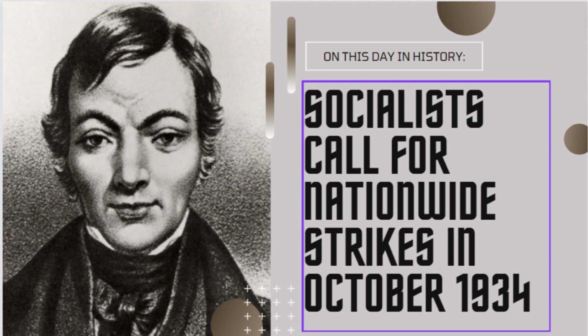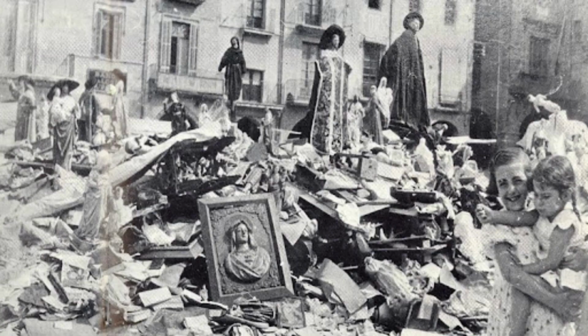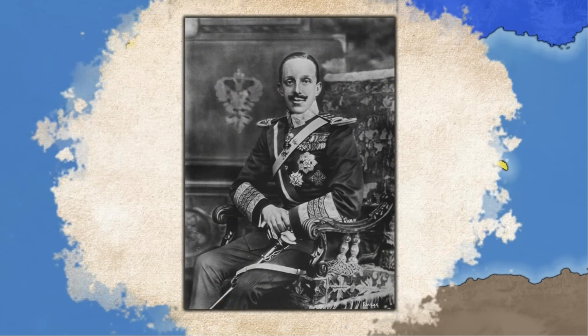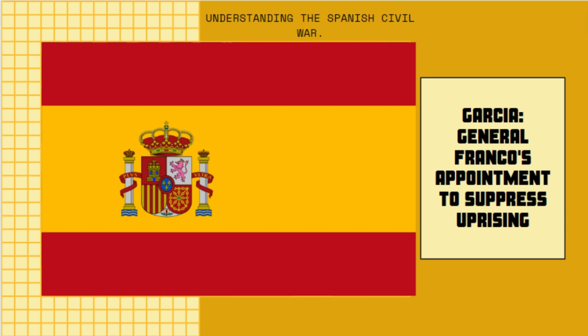In October 1934, with the entry of the right wing party into the government, socialists called for strikes nationwide. With the incitement of all socialists in the country, a revolt began, and the leftist and anarchist organizations burning down churches and killing priests provoked a strong reaction throughout Spain. Following these events, under the leadership of Garcia, the right wing government assigned General Franco with full authority to suppress the uprising. Immediately taking action, General Franco began to suppress the uprising in a harsh manner and didn't hesitate to massacre thousands of people involved in the events.